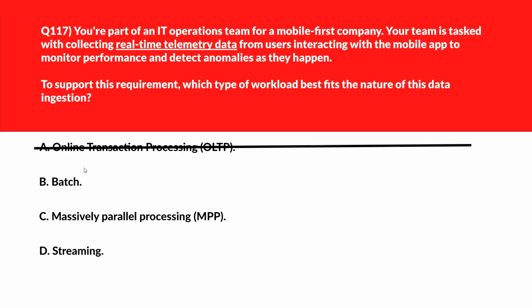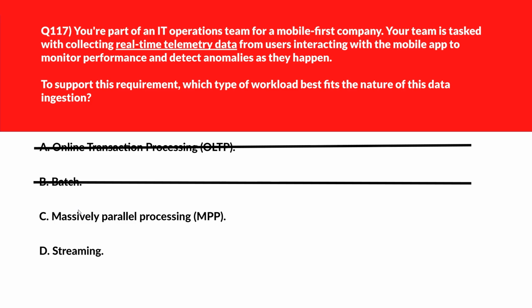B says batch. Batch processes data in chunks, which doesn't align with real time telemetry data requirements. Wrong answer. We'll move to C. C says massively parallel processing, MPP. MPP is optimized for large scale queries but doesn't support, again, real time telemetry data ingestion. We'll delete this. We'll move to now option D.